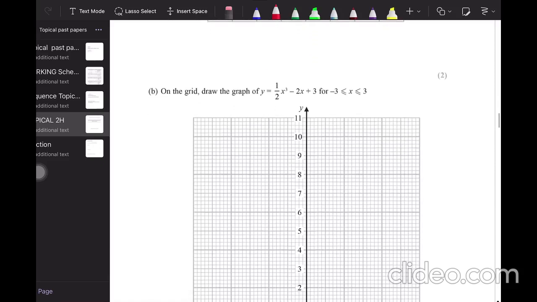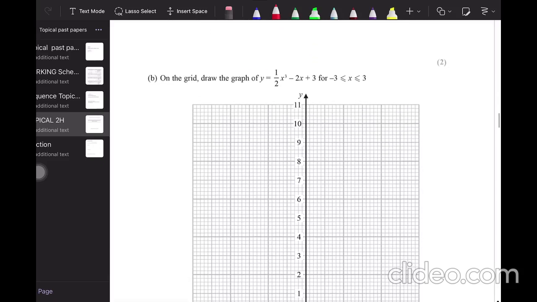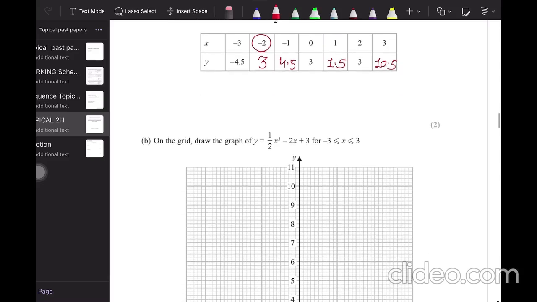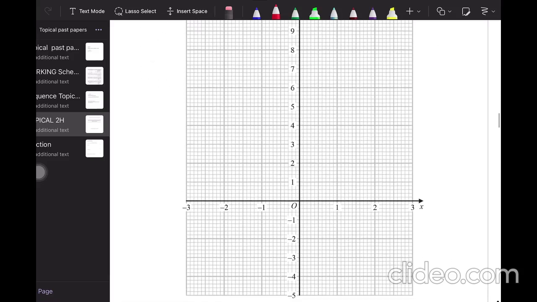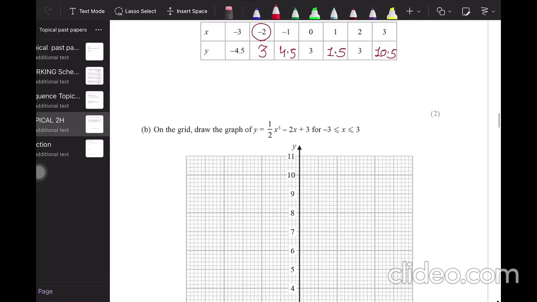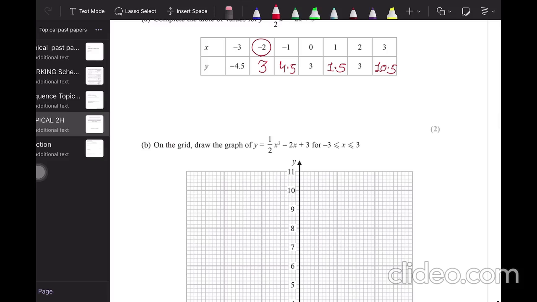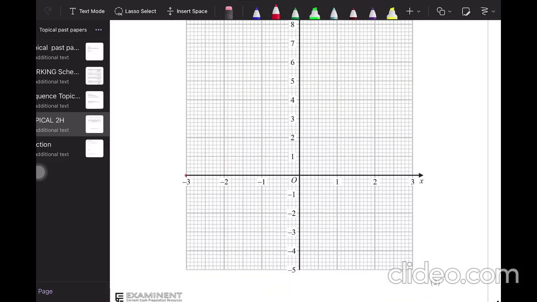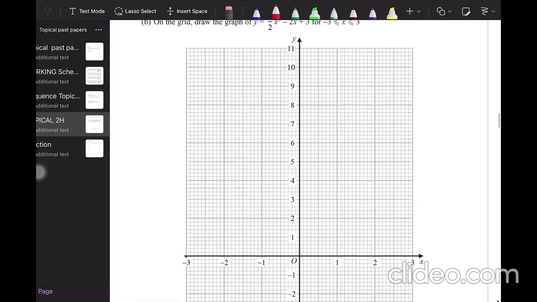Okay, now moving on to the B part, they are saying on the grid, draw the graph of the function, and it's the same function given above, and the range is -3 to 3. The best thing is that the axes are already drawn. We just need to plot the values. So the first one is -3, -4.5. So -3 is here, and -4.5 would be in between -4 and -5, somewhere here. So that would be my first point.